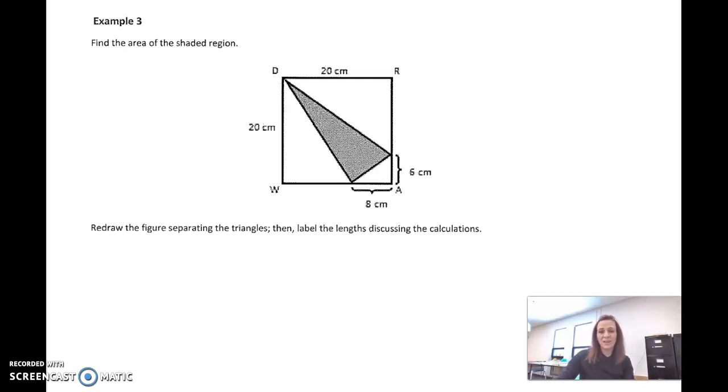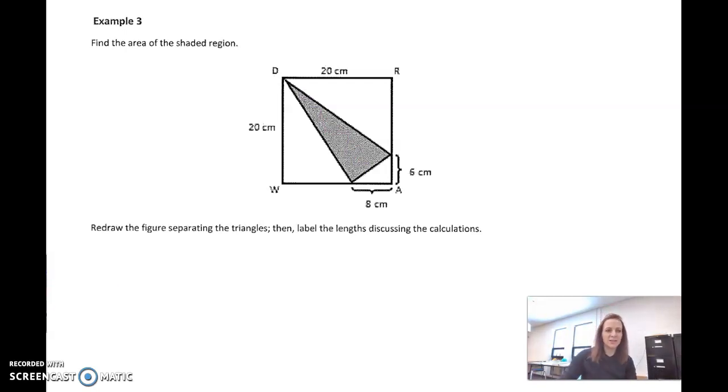We have a tilted almost triangle here, so I can't find the area of a triangle because I don't know the base and the height. So we need to find the area of just this triangle. Notice it says redraw the figures as separate triangles, then label the lengths. Stick with me right now. I want to find just the shaded area in here. So if I take the area of the whole thing and subtract off what I don't want, which are right triangles, then I can find out what's left over. Stick with me.